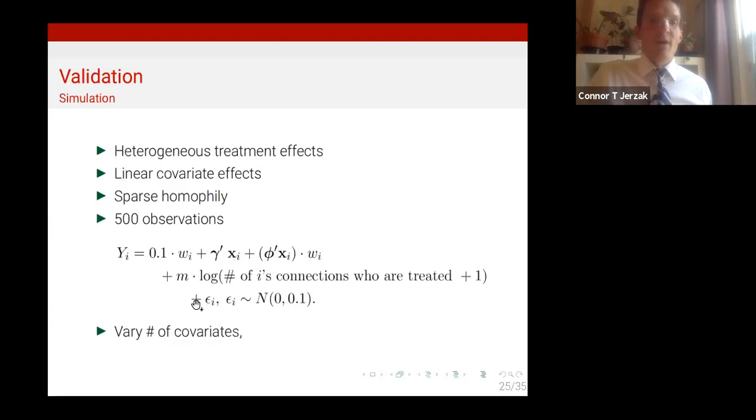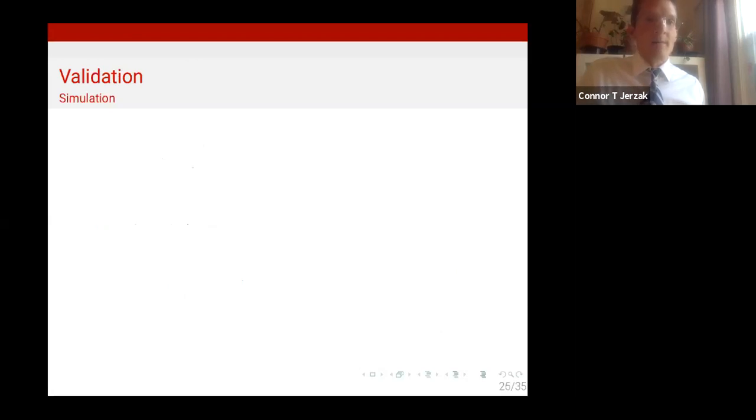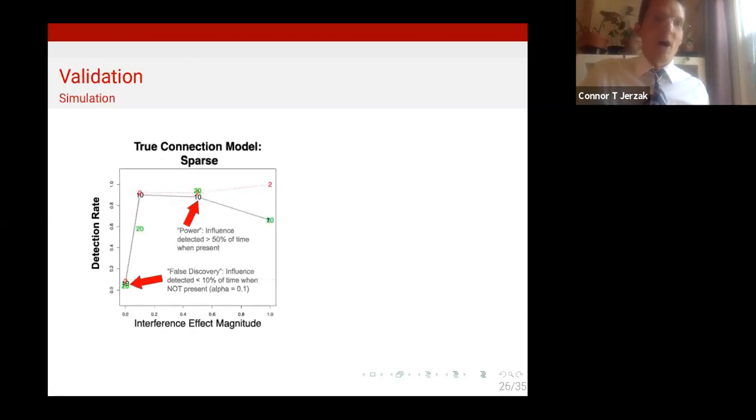And in the simulation, we're going to vary two things. The first thing we're going to vary is the number of covariates. And then the second thing that we're going to vary is the strength of the network effect. So this M here, the sign of M is going to be randomly drawn to be negative or positive. And we're going to vary the strength of M, the magnitude of M. And when we do this, we can first examine our detection rate of influence. So here on the x-axis, we're varying the interference or the influence effect magnitude. So that M term in the above is going to range from 0 to 0.1, to 0.5 to 1.